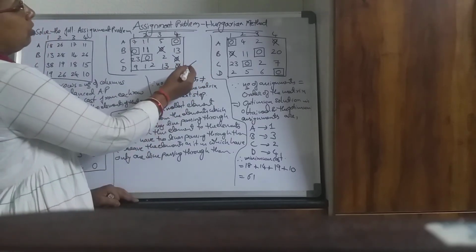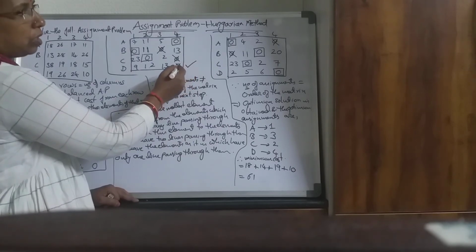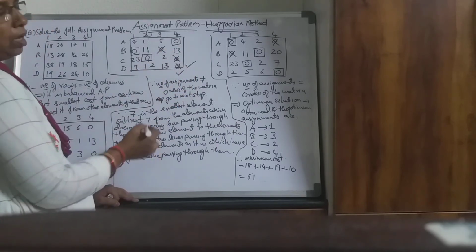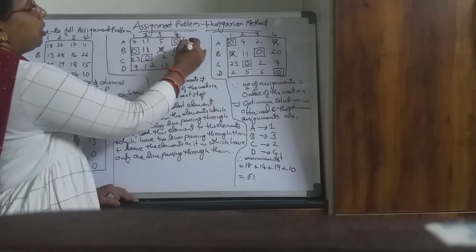Now in this row, the row to which you have put a tick mark, check whether you have any crossed zeros. Here I have a crossed zero. Put a tick mark to that column. Now in this marked column, check where you have an assignment. Now put a tick mark to that row.